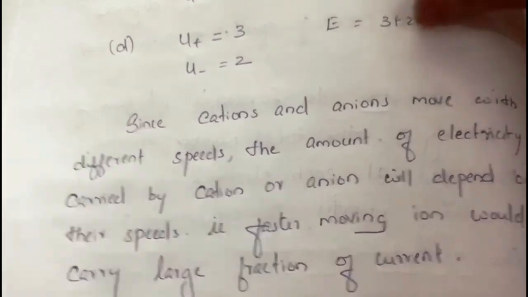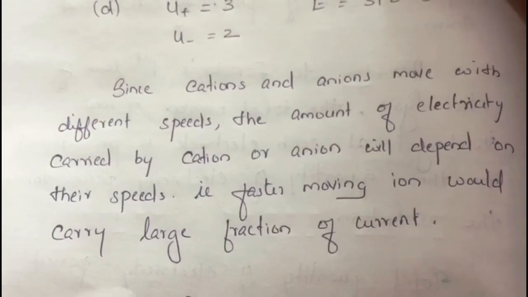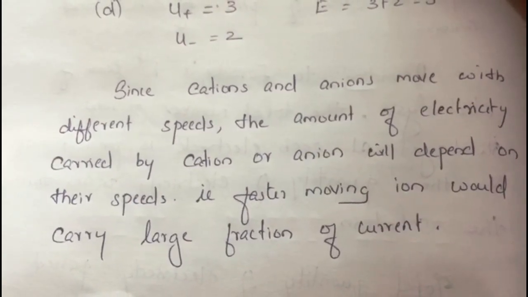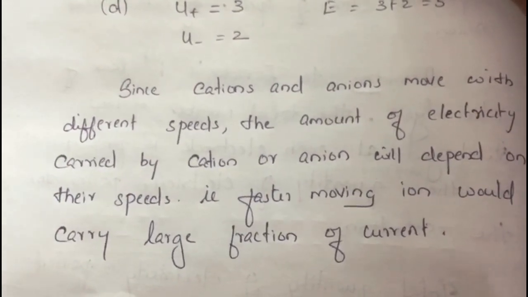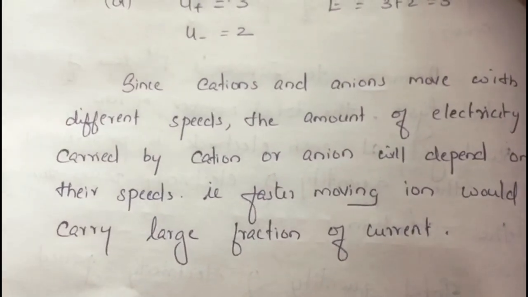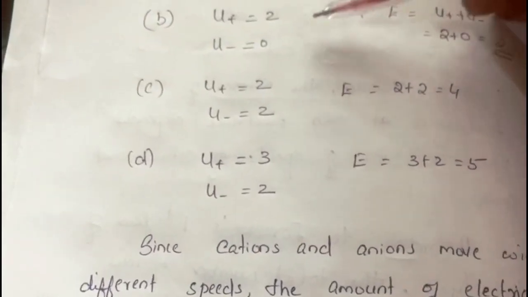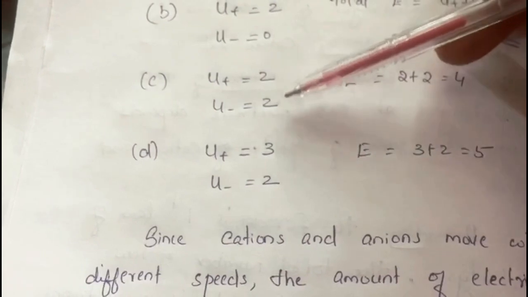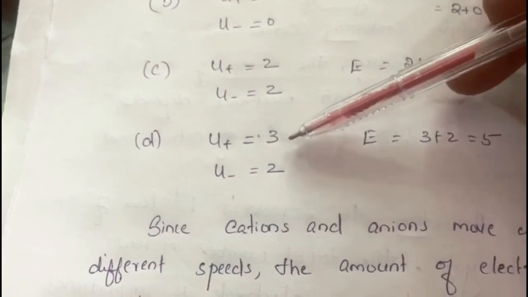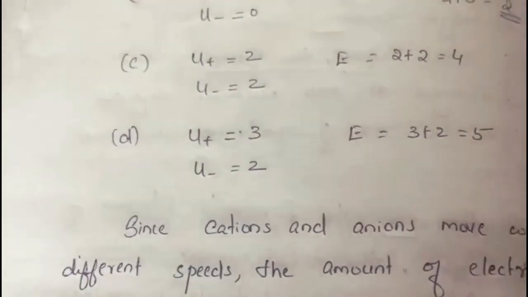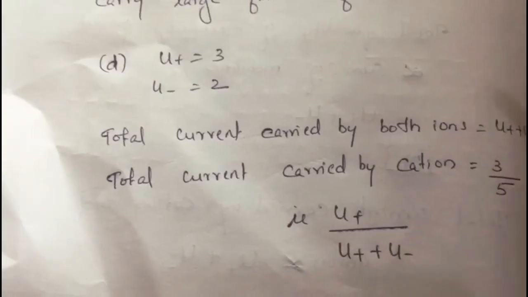Since cations and anions move with different speeds, the amount of electricity carried by cation or anion will depend upon their speed. That is, the faster moving ion would carry a larger fraction of current. We already know that if two ions are moving with different speeds, the amount of electricity will depend upon their speeds, because we already said the total quantity of electricity depends upon the mobilities of cations and anions. So if cations move faster, the fraction of current will be more with the cation. If anions move faster, the fraction of current will be more with the anions. There comes the importance of transport number.